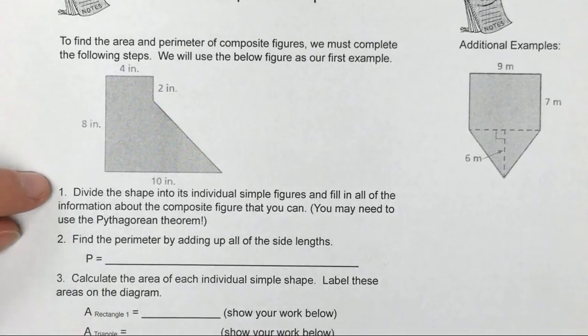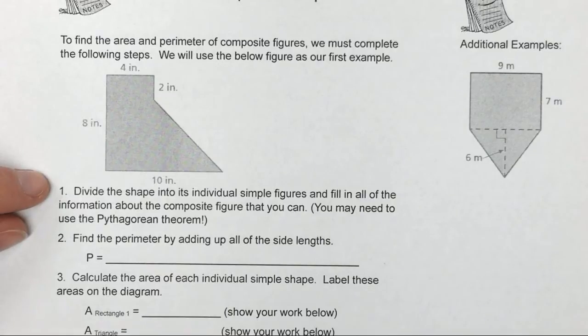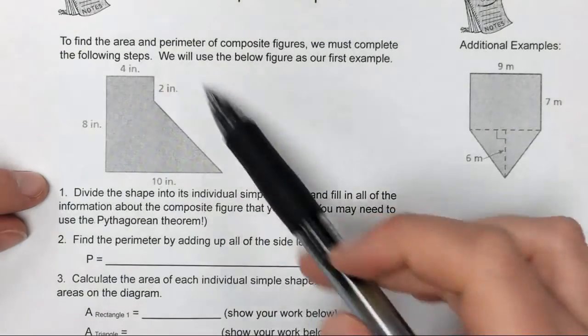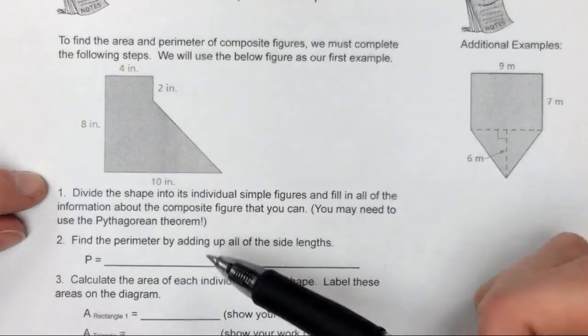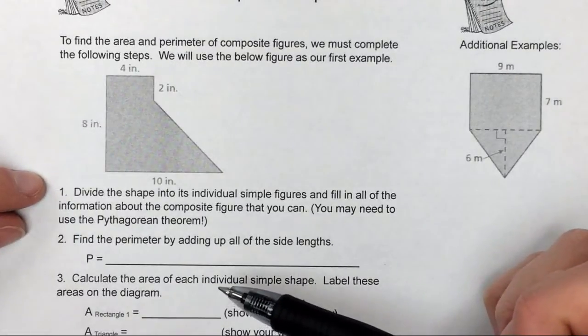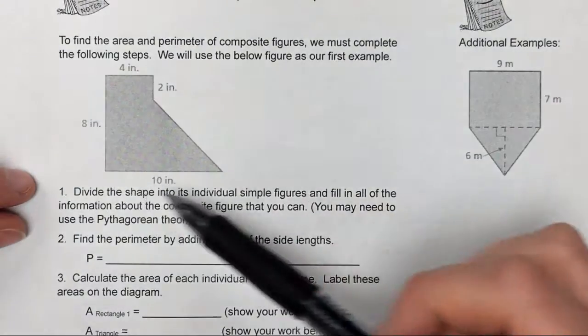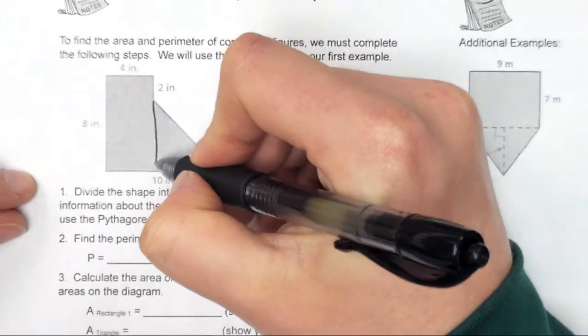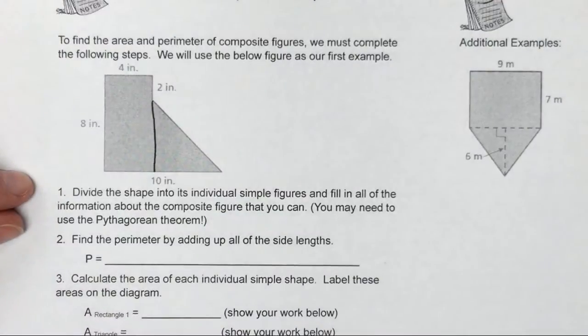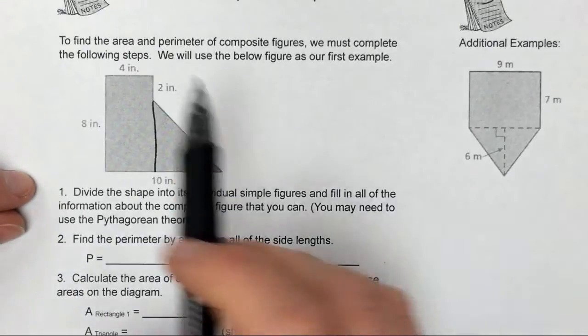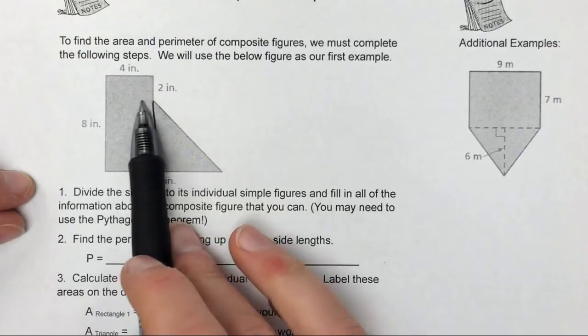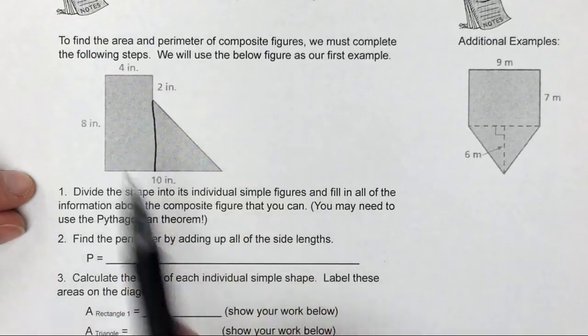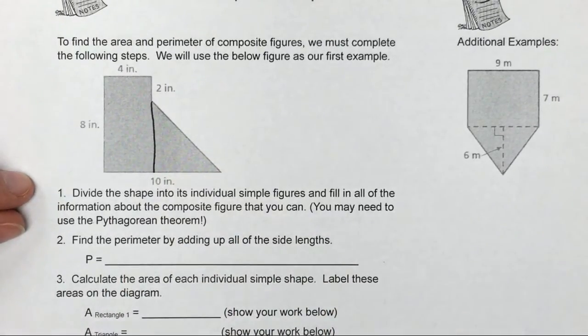So step 1, divide the shape into its individual simple figures and fill in any of the information about the composite figure that you can. If I look at my shape here, this is a composite figure because it's made up of 2 or more simple figures. Now there's multiple ways to split this shape up, but the first one that I saw was to drop a vertical line here and divide this into a rectangle and a triangle. Somebody else might have seen drawing a line across here, and then you would have a small rectangle and a larger trapezoid. Either way, you'll get the same answer.